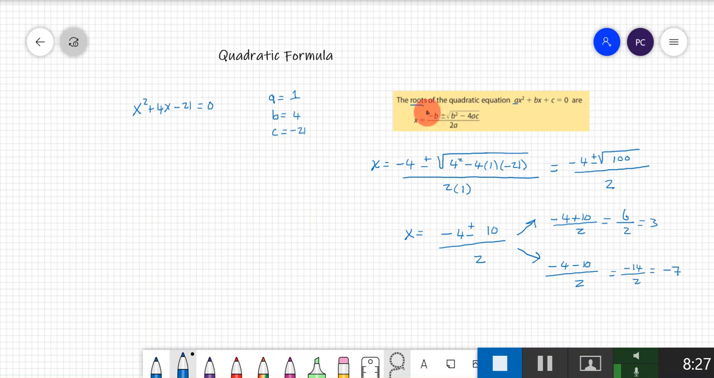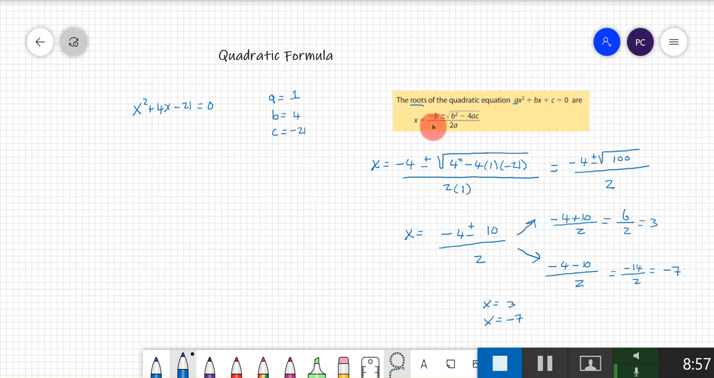So essentially what we've done is we've used this quadratic formula to find the roots for this quadratic equation. So we can say that x is either equal to 3 or x is equal to minus 7. So that's the answer, if you like. They're the roots for this. So x is equal to 3 or x is equal to minus 7.